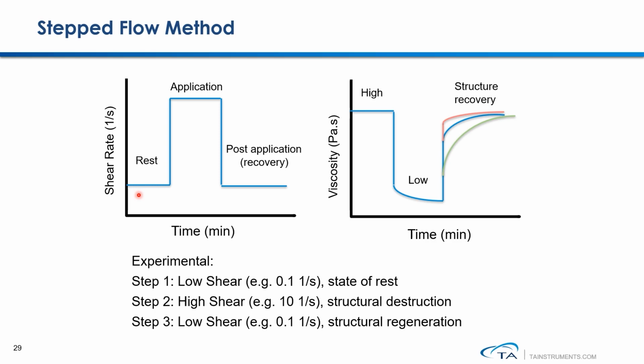And then, in the second step, increase the shear rate by at least a magnitude of 10 times or even greater than 10. During these measurements, the microstructure of the sample is destroyed. The sample's viscosity is decreased significantly. In some literature, people like to take the ratio of the low shear to high shear viscosity and describe that as the thixotropic index of the sample.